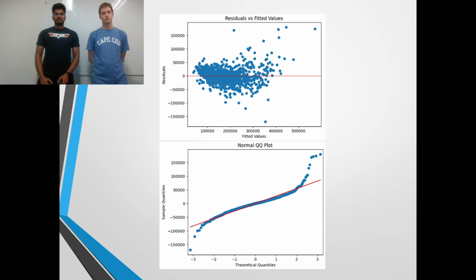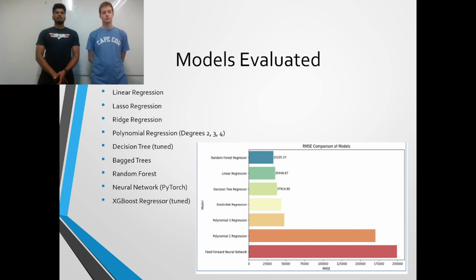So moving further, the models that we evaluated were, first of all, lasso and ridge regression, to see if either penalty term improved the linear model results further. We did 3 different degrees of polynomial regression: 2nd degree, 3rd degree, and 4th degree.